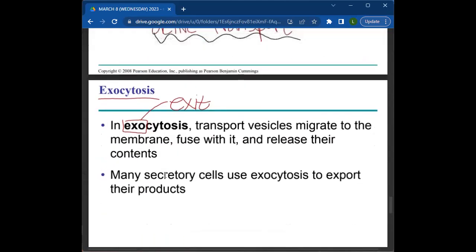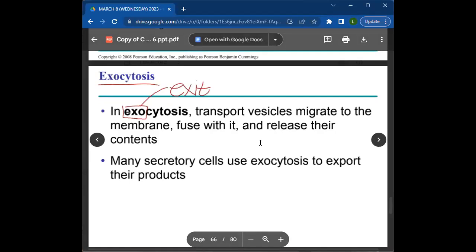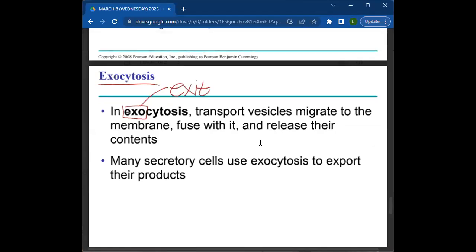So there's 2 different types of bulk transport. We need to know that there's exocytosis and then there's endocytosis. We need to know that for exocytosis, exo means exit. And that's going to be for when something is exiting the cell. Now, it could be waste that's exiting the cell, waste products that the cell has produced that it needs to get rid of, but not always.